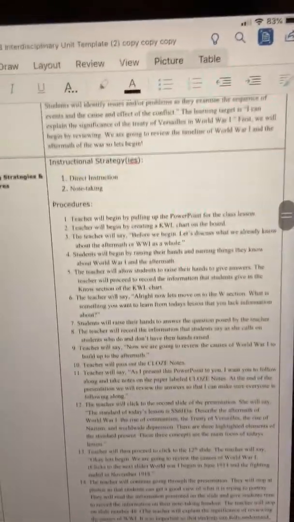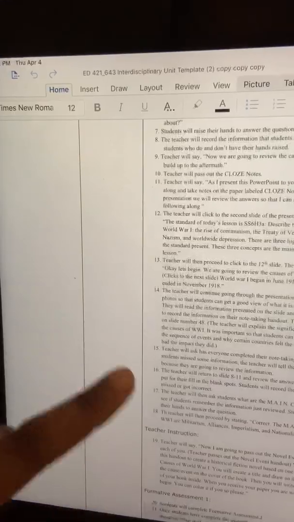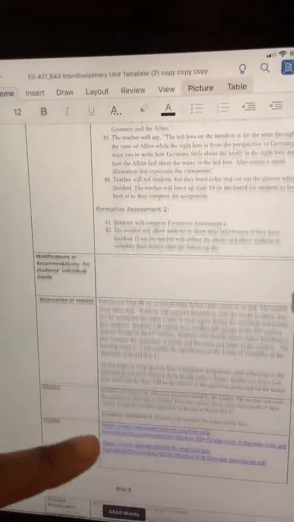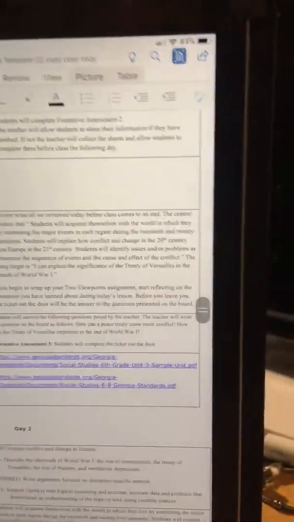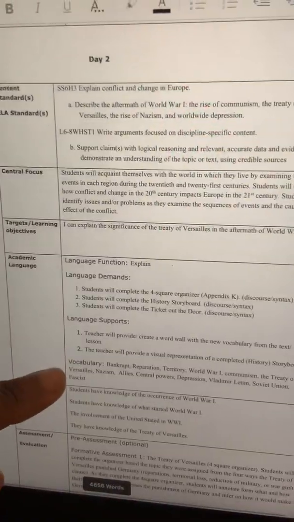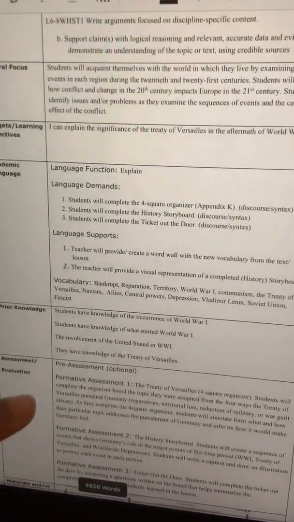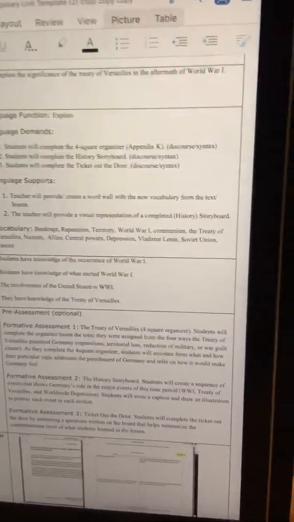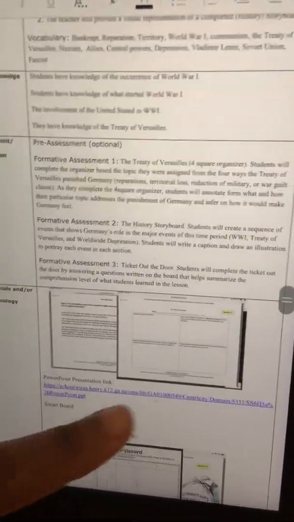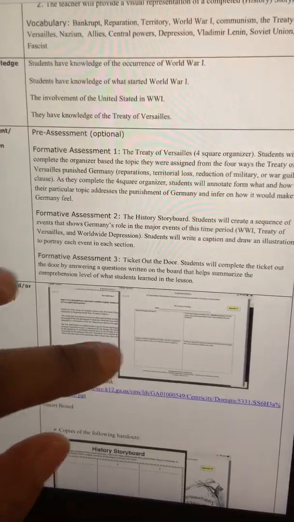So the teacher will also do a KWL chart in the beginning of the class, just to see what students know and what they don't know, and based off that, the teacher will know if they need to go back and go more in depth about World War I or not. And so for the second day, we're still on the Treaty of Versailles, and we're just doing more activities that help students comprehend the information.